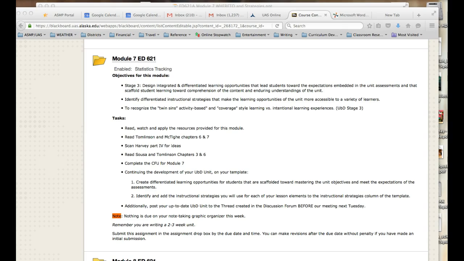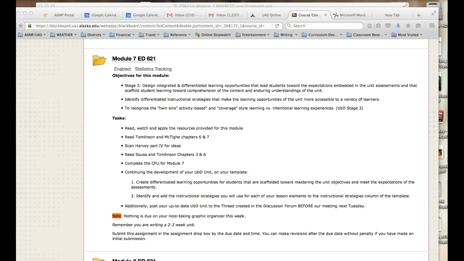You're now on Module 7 after having completed Stage 1 and Stage 2 of your backwards design unit. In Module 7, we're going to work on expanding and designing Stage 3 and getting into the meat of this beautiful unit that you're designing.